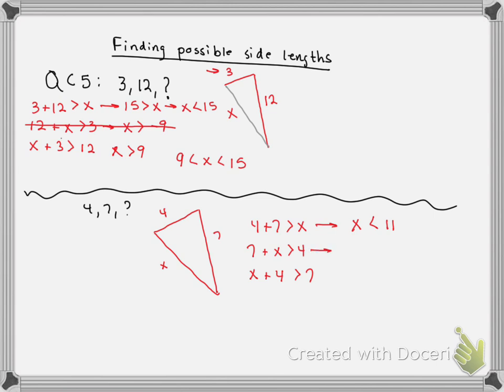Okay? The middle inequality here says that X has to be greater than -3. We get to throw that one away right away. Discount that, doesn't make sense. Likewise, the third inequality there says that X has to be greater than 3. So as long as X is greater than 3 and less than 11, those side lengths would form a triangle. Okay? Very, very simple. Okay, that's it. And then we will finish the chapter.